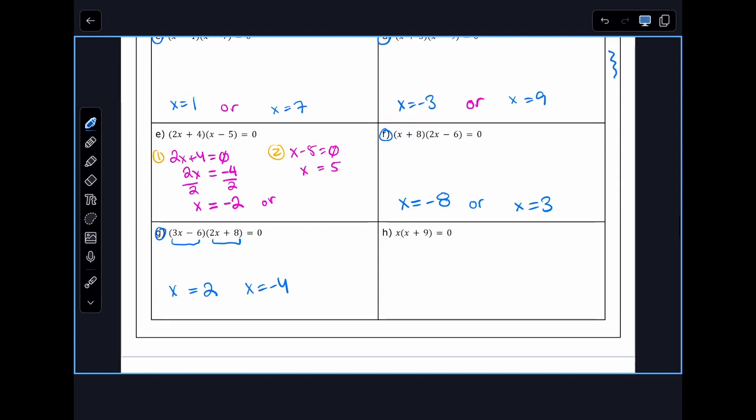So now here, this is a trickier one, right? We have x times x plus 9. Don't worry, it's the same process. We just have our two factors here. But the first one's so easy because all you have to do is set x is equal to 0 and you're done. Your first 0 is 0. See, because x is equal to 0, x is already isolated. Boom, that's the first 0.